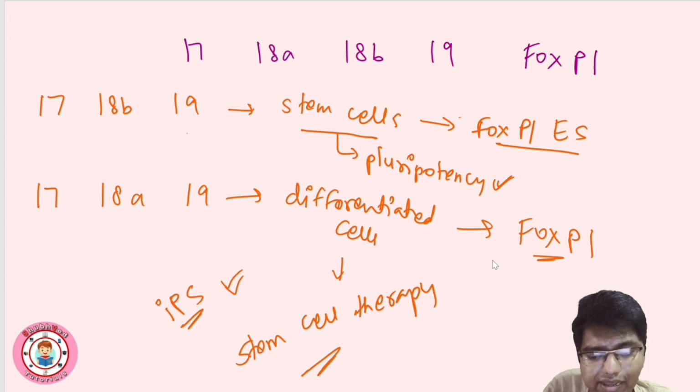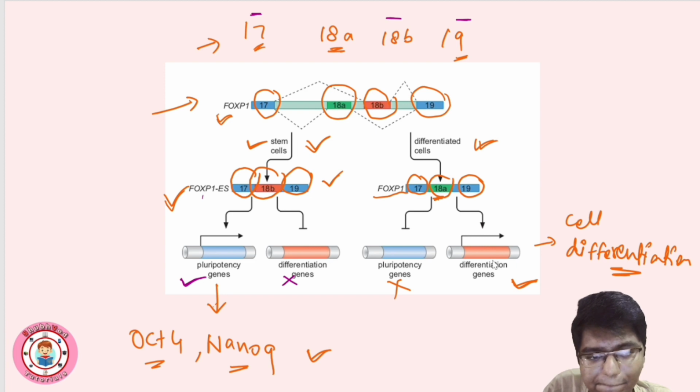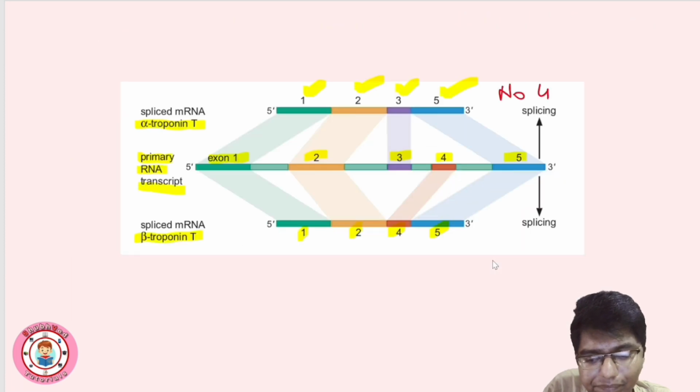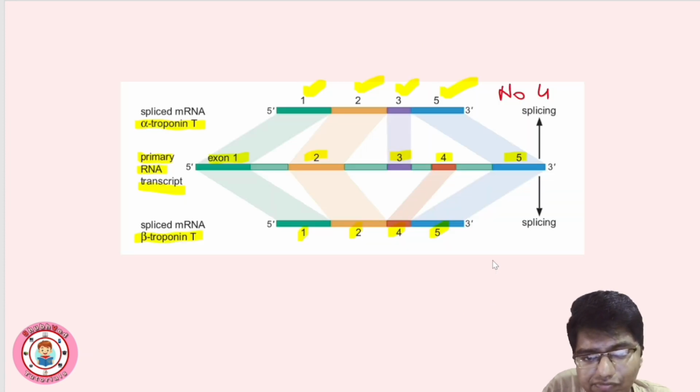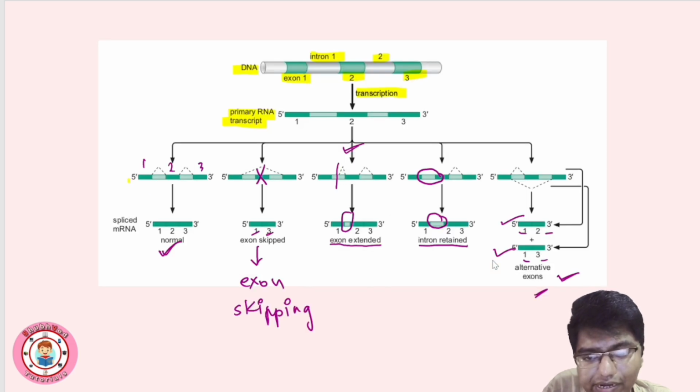Let's summarize once again because we saw a lot. Firstly, we saw the introduction. Two different types of RNAs are produced, which will code for different proteins. Here is the example: alpha-tropomyosin, beta-tropomyosin. We can see different exons are present. Then we saw different types of splicing, in which exon skipping comes, then extended exon, intron retained, alternative splicing, normal splicing.